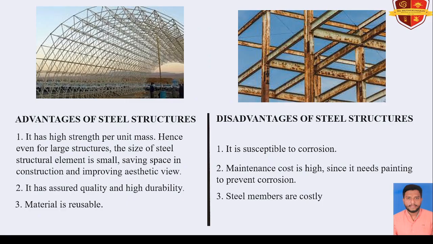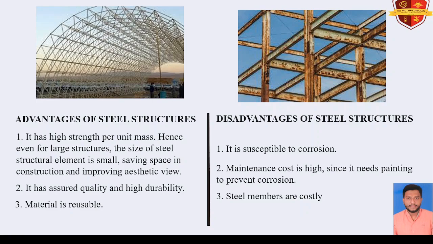The main advantage of steel structures is it has high strength per unit mass compared to RCC structure. The size of steel structural element is small, saving space in construction and improving aesthetic view. It has assured quality and high durability. Material is reusable.